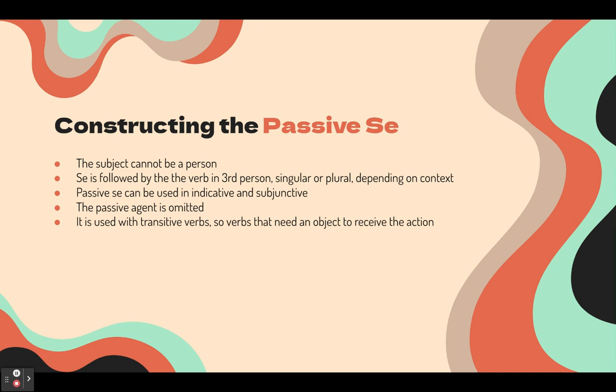Again, that kind of flip flops around depending on what you're talking about, like how we talked about when you're constructing the general passive. And again, we only use transitive verbs. So those are verbs, obviously, that need an object to receive the action. So only those types of verbs.